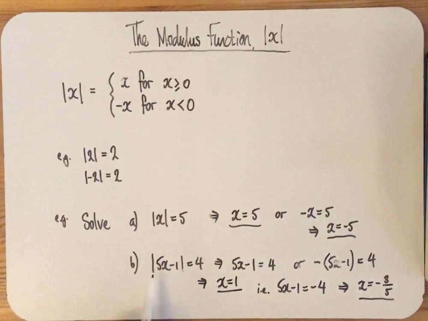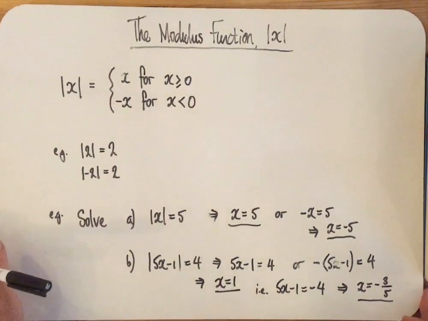So essentially, if the modulus of 5x minus 1 is 4, 5x minus 1 is going to equal 4, or it's going to equal minus 4. So when you take the positive value, you get 4. The first thing we're going to focus on is sketching. So I'll go over a few sketches.